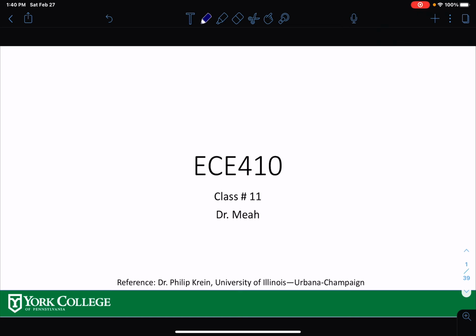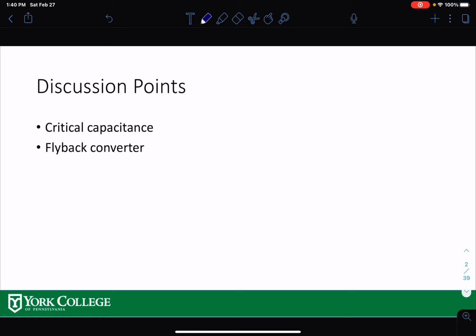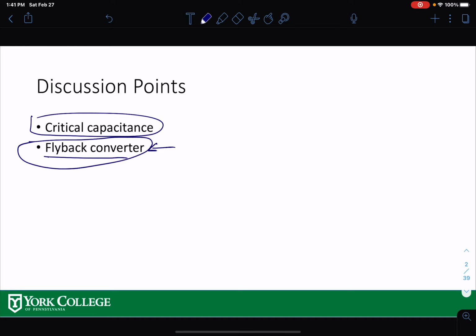Today we're going to talk about class 11. In this class we're going to talk about two things today. First thing is critical capacitance, and second thing is the flyback converter. This is a new converter. So far we have talked about buck converter, buck-boost converter, and boost-buck converter. So this is another new converter, the flyback converter. We're going to talk about how it works. And critical capacitance is also applied to the boost-buck converter.